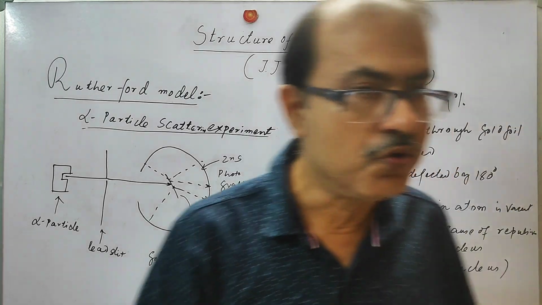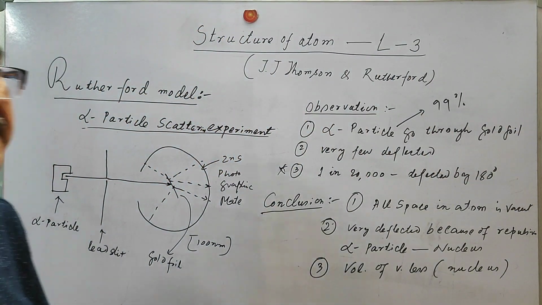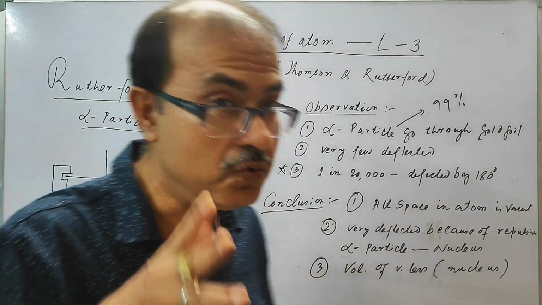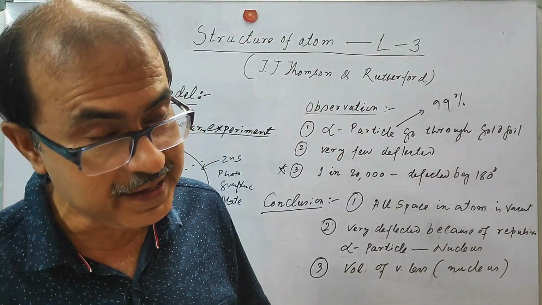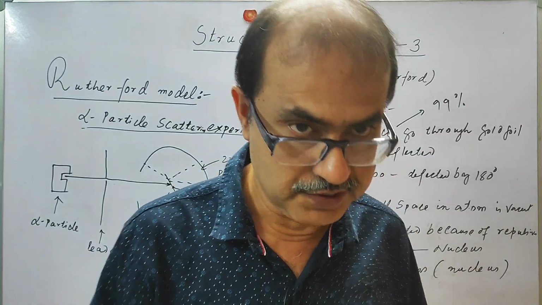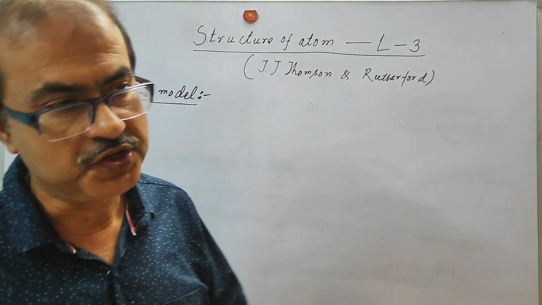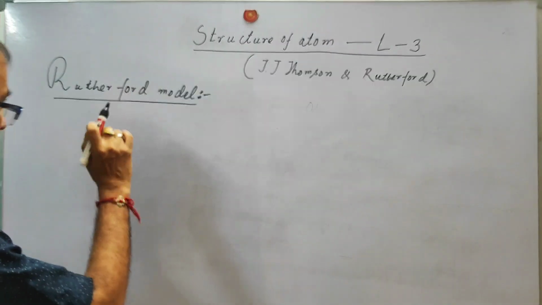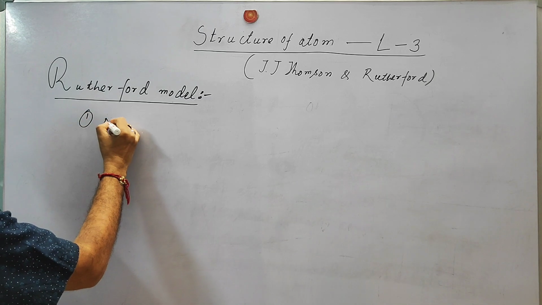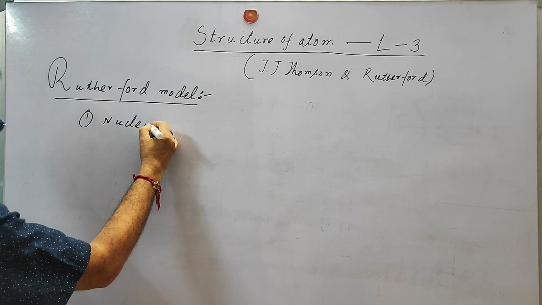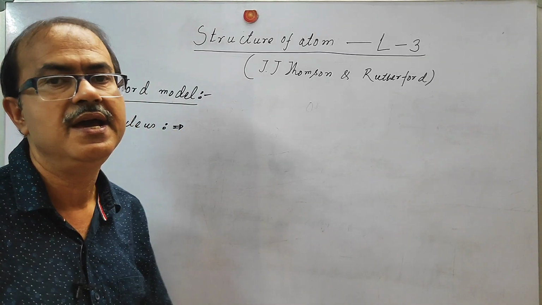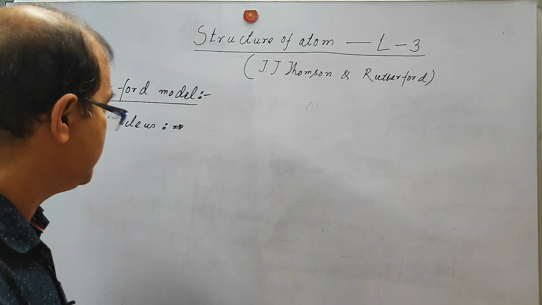And depending on the conclusion, he has given his atomic model, which is also called the nuclear model, or sometimes the planetary model. So his atomic model we will now discuss. On the basis of the experiment, observation and conclusion, he made the Rutherford model. There are two parts in this model. He says the atom has two parts: one is the nucleus and the other is the extranuclear part.